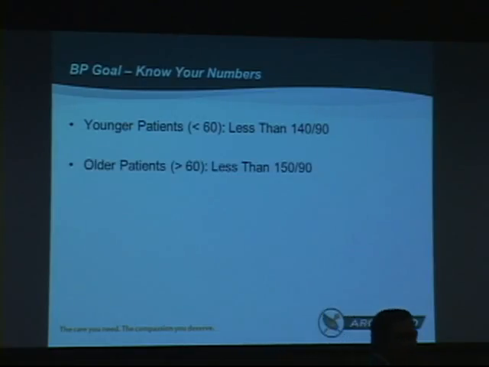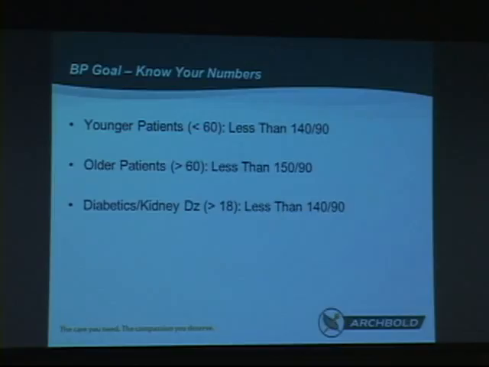What about the older folks? We are even more liberal, 150/90, okay? Now there's a caveat. There's always a caveat. Diabetics and patients with kidney disease. Doesn't matter. Anybody above age 18, their goal is the same as the younger patients, okay? So 140/90. This is doable.